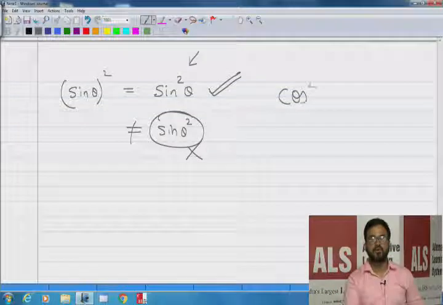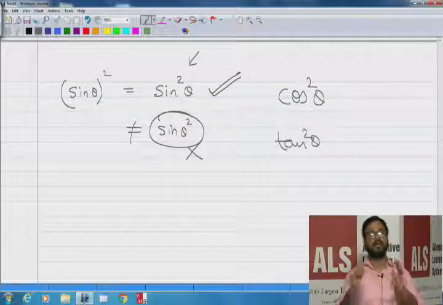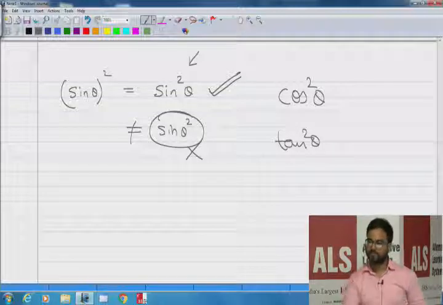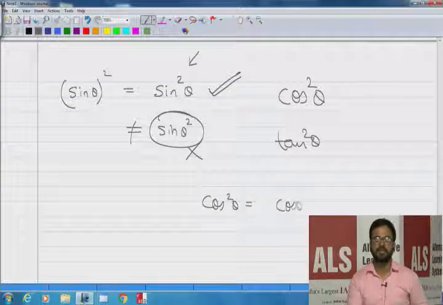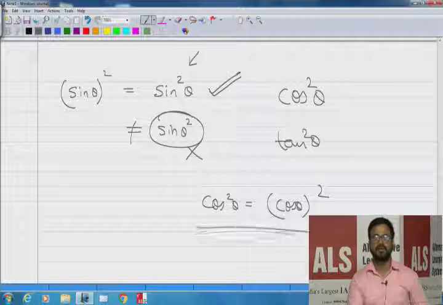Similarly cos square theta, tan square theta. Cos square theta is nothing but cos theta whole square. That is the correct notation.